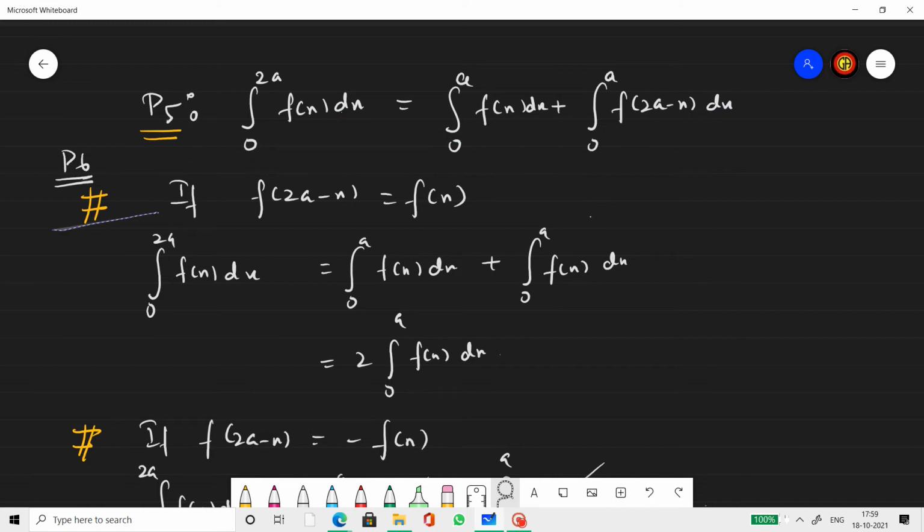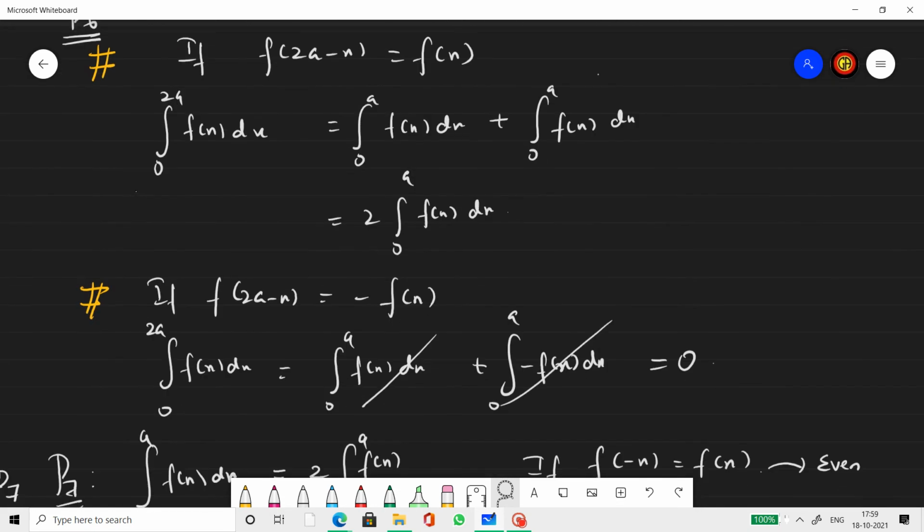Now in property 6, if f of 2a minus x happens to be f of x, that means you use 2a minus x, but you come back to the question, you get f of x itself. Then this will become f of x, as you can see here. So the end result will be 2 times integration from 0 to a of f of x. So if f of 2a minus x is equal to f of x, it will be 2 times integration from 0 to a of f of x.